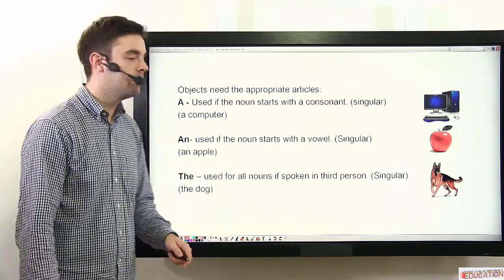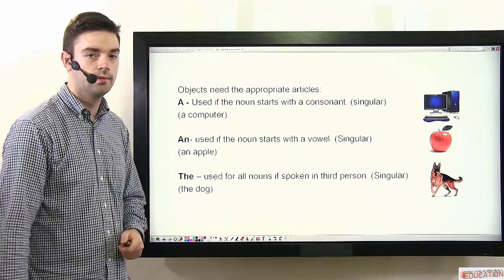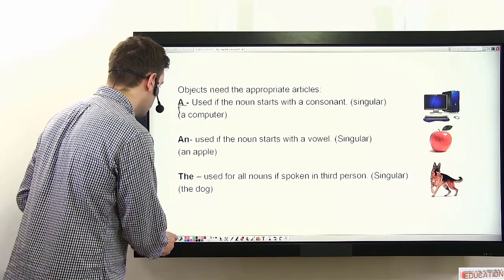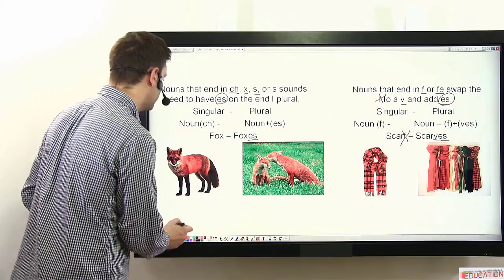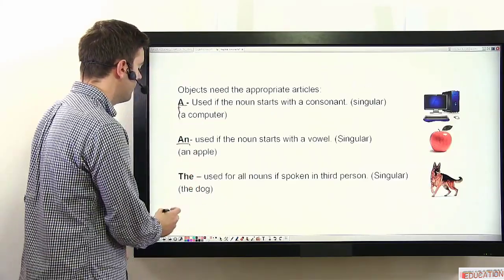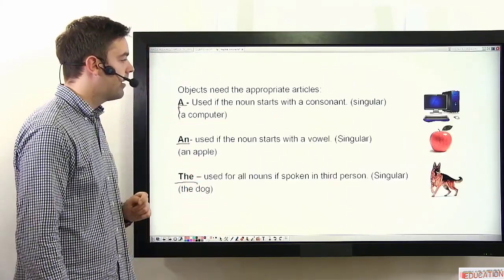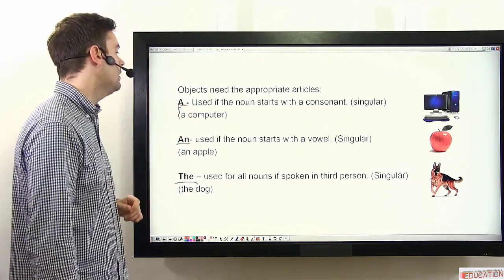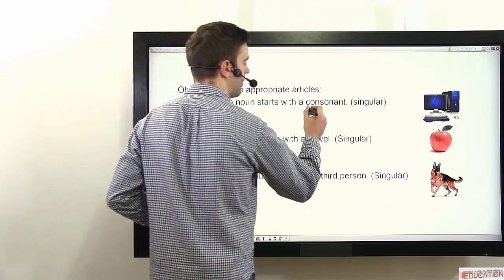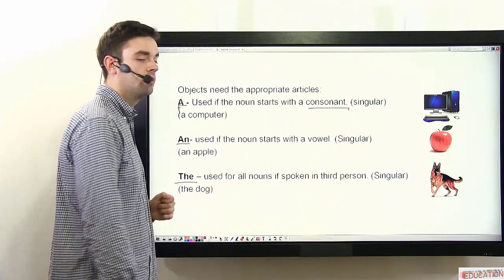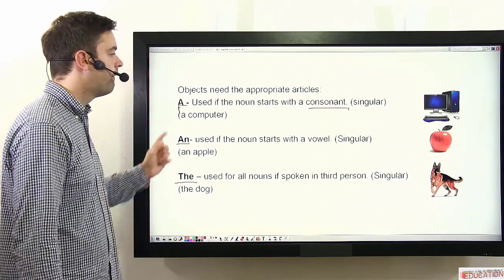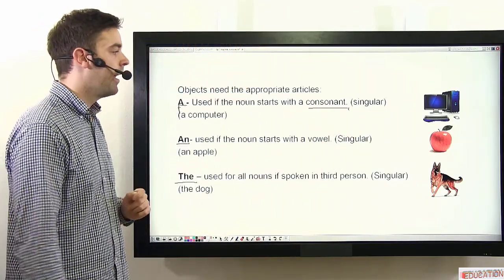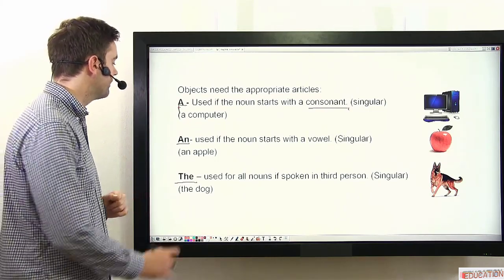Objects also need to use the appropriate articles. So we have a, an, and the. A is used if the noun starts with a consonant. For example, a computer.